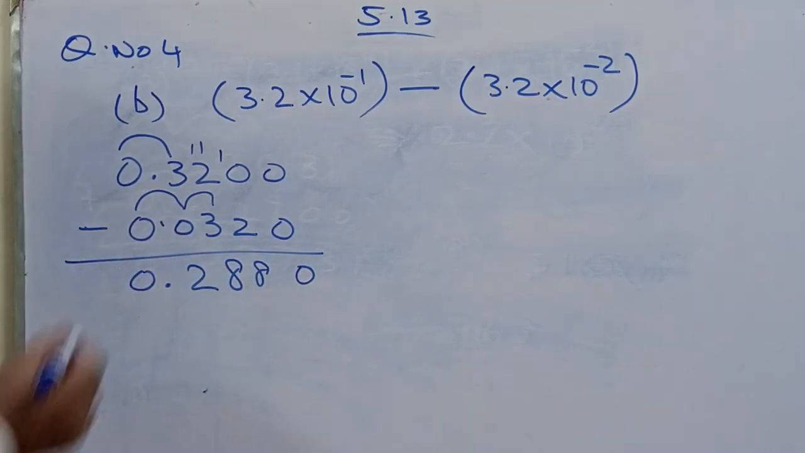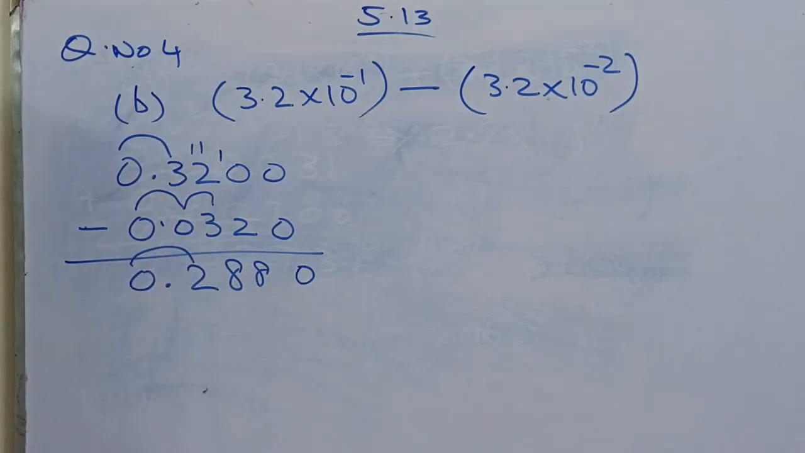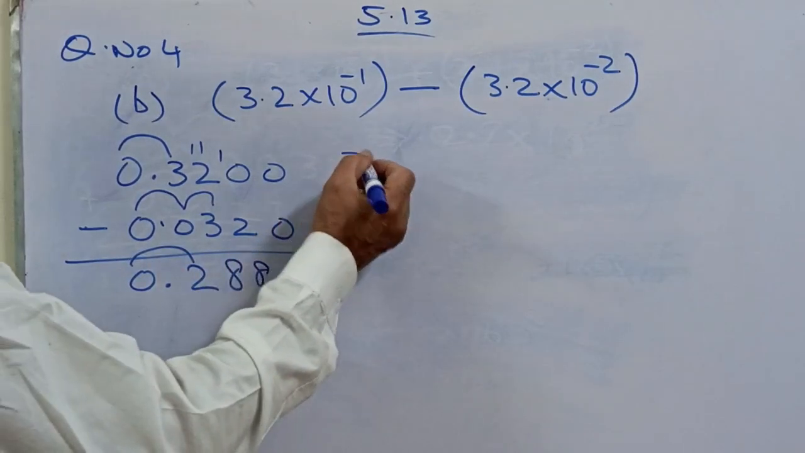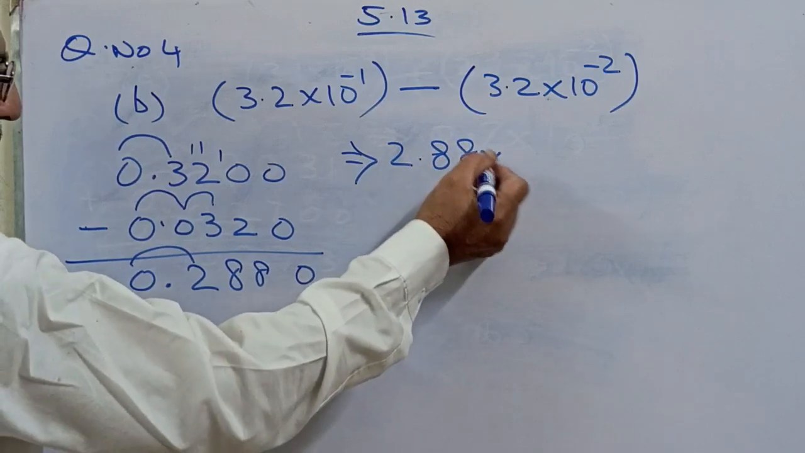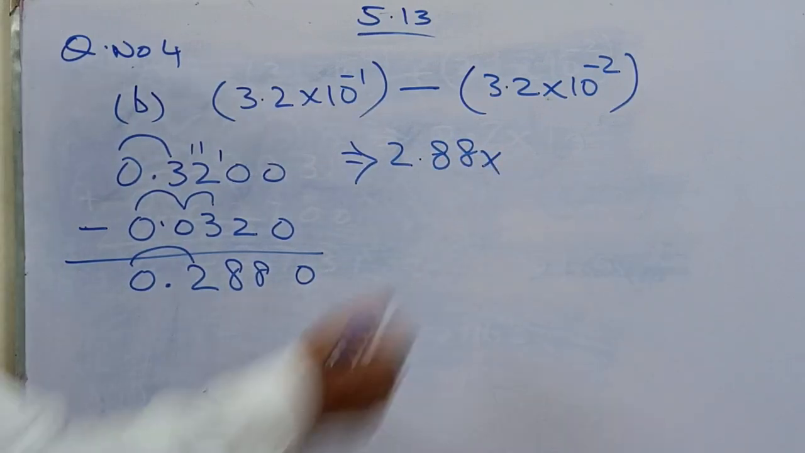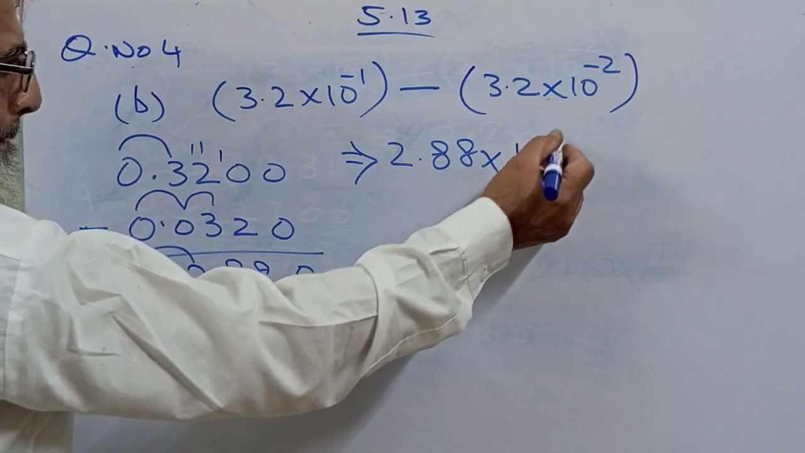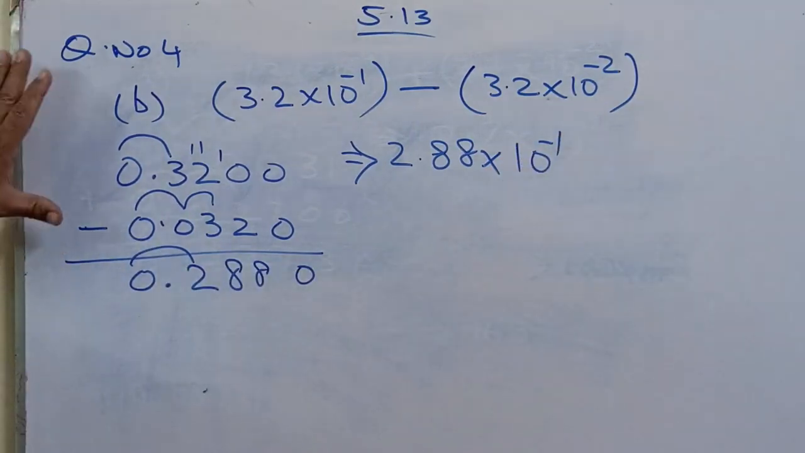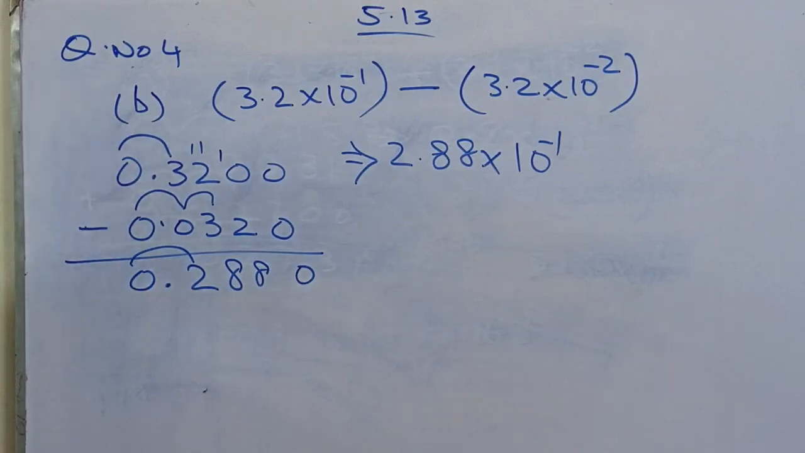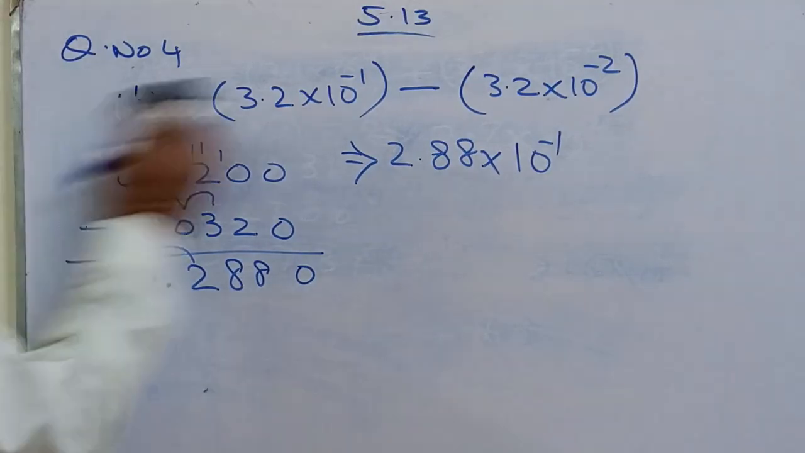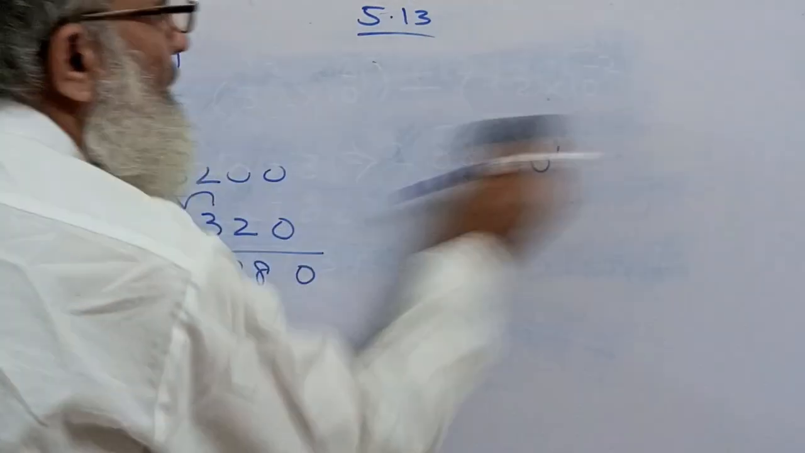So you see that this is only 1 over here. So it will become 2.88 multiplied by 10 raised to power minus 1. The rest of the two parts are in the same format. You can do it by yourself now. Now let me proceed to questions number 5, 6 and 7. There are some more questions in this.